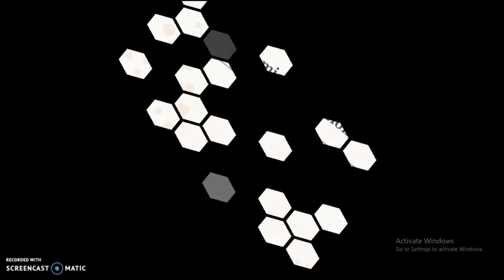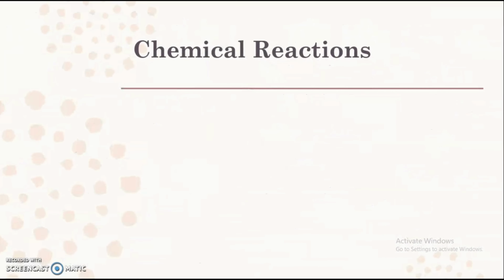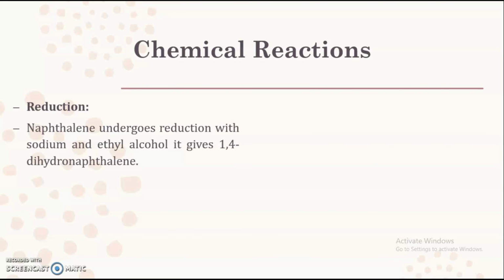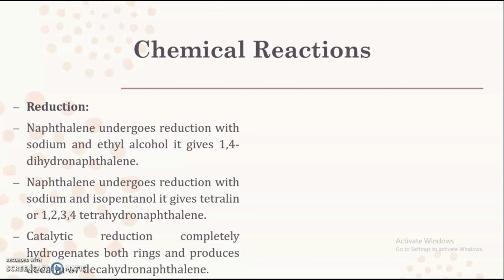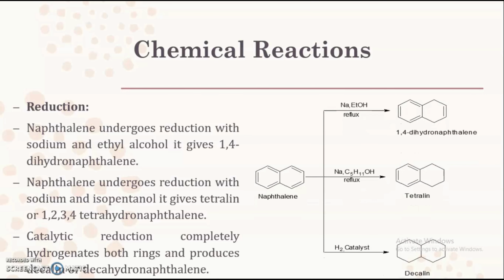Next reaction that is shown by naphthalene is reduction. Now, naphthalene undergoes reduction with sodium and ethyl alcohol to give 1,4-dihydronaphthalene, and also naphthalene undergoes reduction with sodium and isopentanol. It gives tetralin, which is also known as 1,2,3,4-tetrahydronaphthalene. And if catalytic reduction is carried out, all the hydrogen atoms that are present, they are converted into the saturated ring.